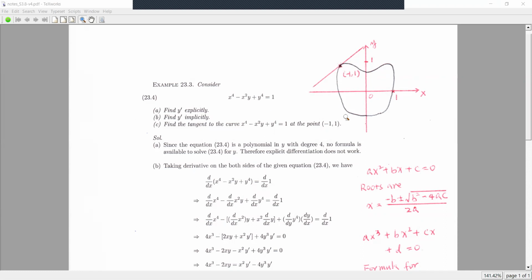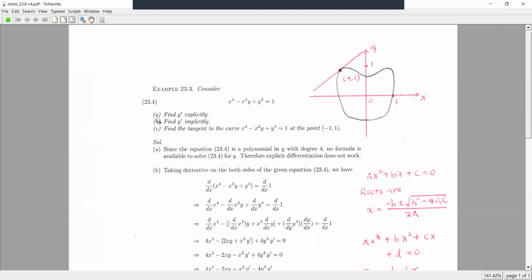Please note that this curve is the graph of an equation, but not the graph of a function. A function y is equal to f of x. One x value has only one y value. But this curve, one x value, there are two y values corresponding to it. Therefore, this curve is not the graph of a function.